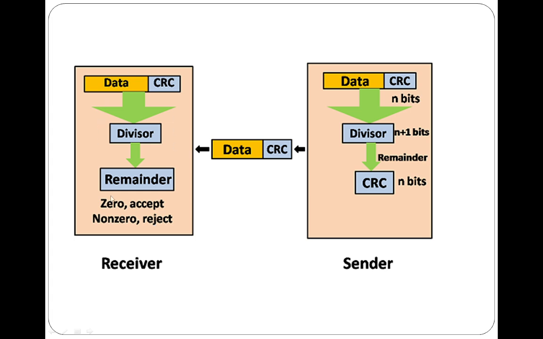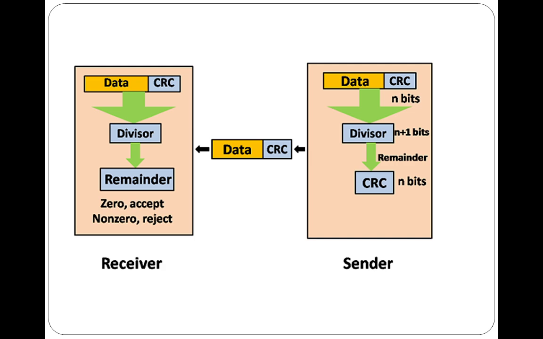That will happen at the receiver side. So on the sender side, what we are doing is we take the original data and a divisor, the same kind of process we have done here. If the divisor has n+1 bits, we have to include n bits as the CRC bit value.